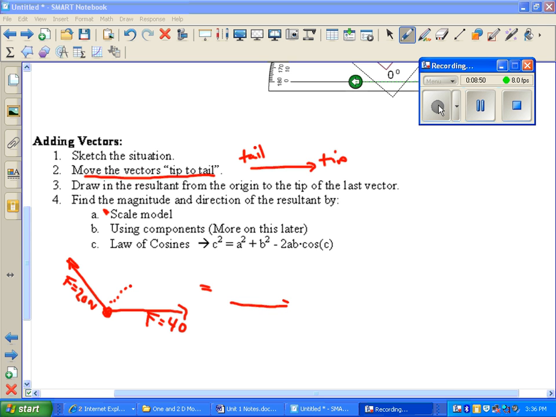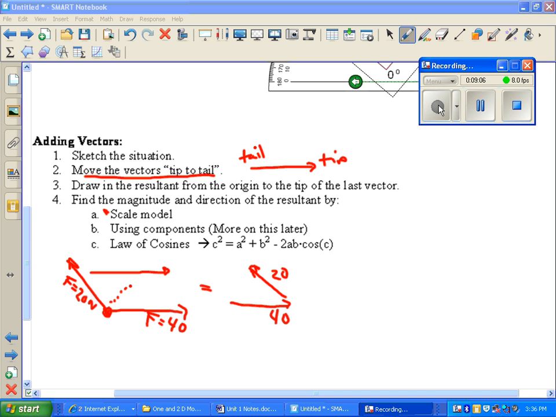So it would look something like this. I have the 40 going this way. And I take that 20 and I'm going to slide it over here. Okay? And it's going to end up pointing back this way. Okay? And there's my 20 right there.